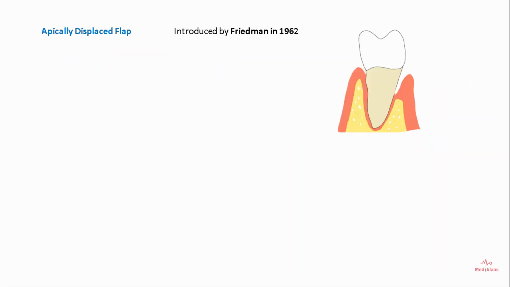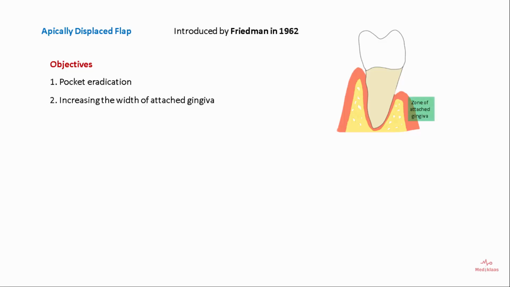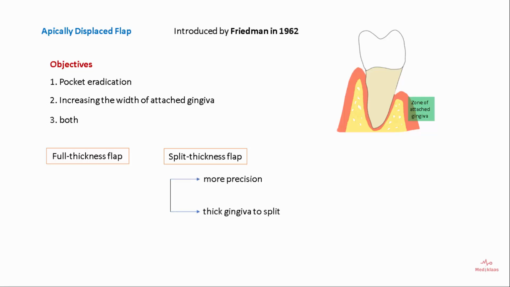The apically displaced flap was introduced by Friedman in 1962. The objectives are to eradicate the pocket, to increase the width of attached gingiva, or both. It is performed as a full thickness flap or a split thickness flap procedure. Split thickness flap requires more precision and the presence of thick gingiva to split. However, split thickness flap allows more precise positioning and suturing in the apical position.